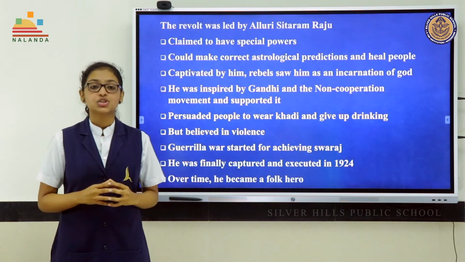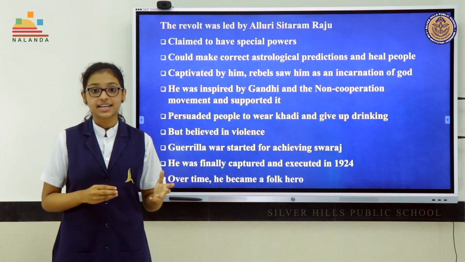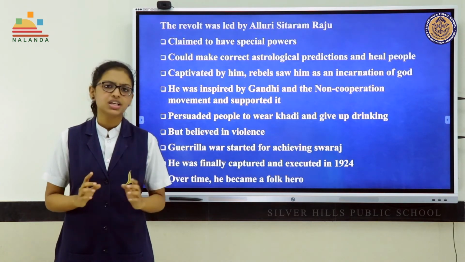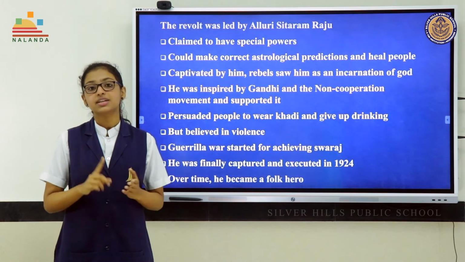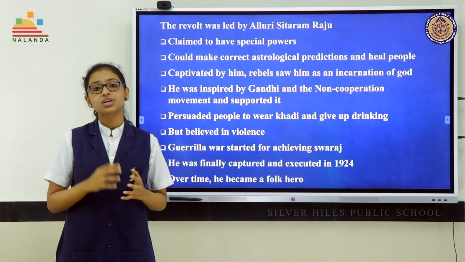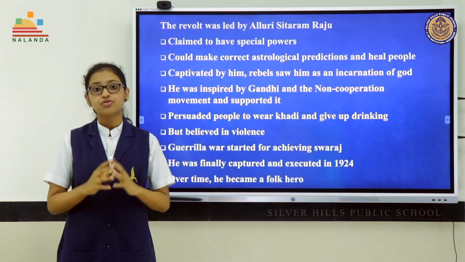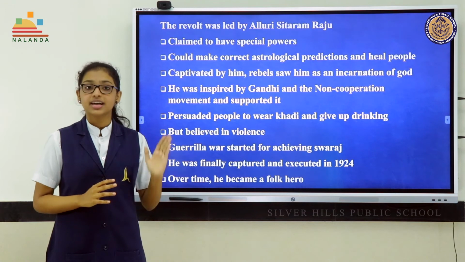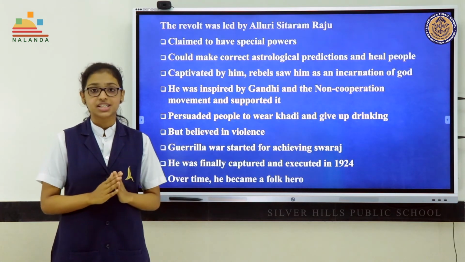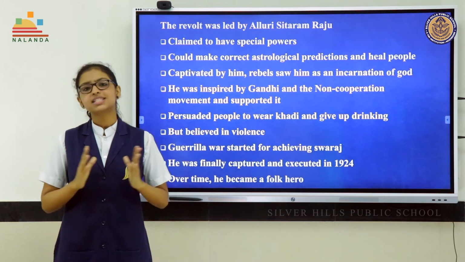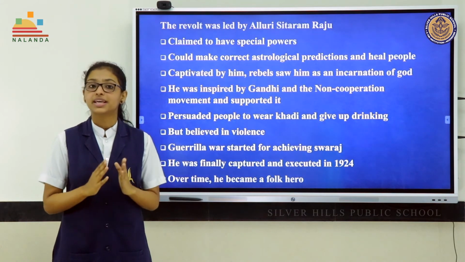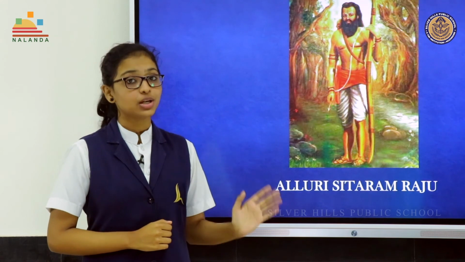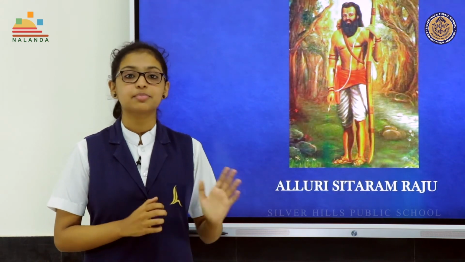Alluri Sitaram Raju was greatly inspired by Gandhi's ideas and also supported the non-cooperation movement. But the only drawback was that he believed in violence. He felt that he could only be liberated by the use of force and not by non-violence. So in 1924, he was captured and executed, but people still believed in him and over time he became a folk hero. This is a picture of Alluri Sitaram Raju who led the tribals revolt.